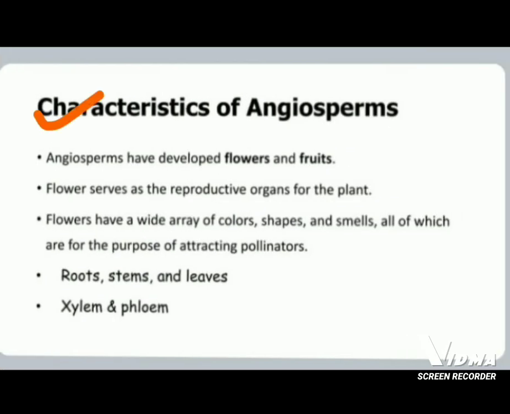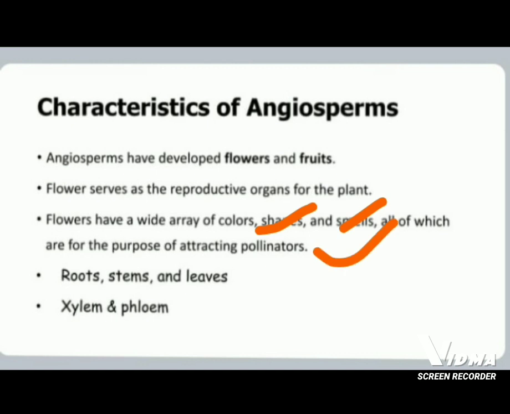The characteristics of angiosperm. Angiosperm has developed flowers and fruits. So angiosperm has the flower and fruits. The flower serves as the reproductive organ for the plant, and the flowers have a wide array of colors, shapes, and smells, which serve the purpose of attracting pollinators.